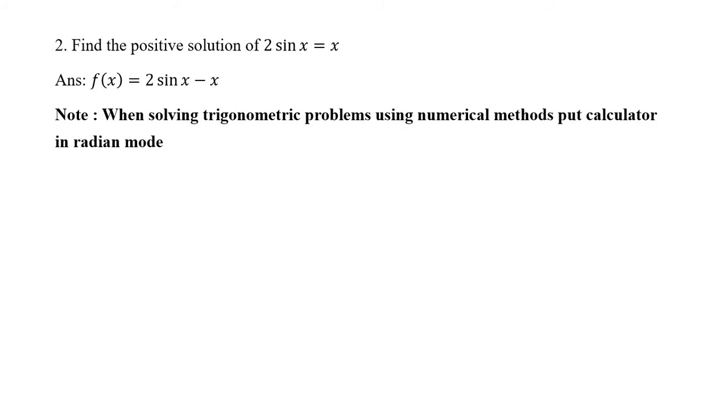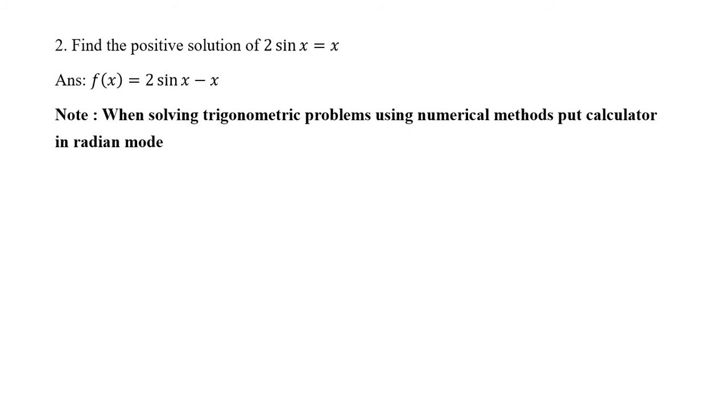Now after putting in radian mode, I have to use trial and error method to obtain the location of the root. You can start by putting x equal to 0, x equal to 1, x equal to 2. When you put x equal to 0, 2 sin 0 minus 0 is equal to 0. It is already a root of the equation. But the question is to find the positive solution.